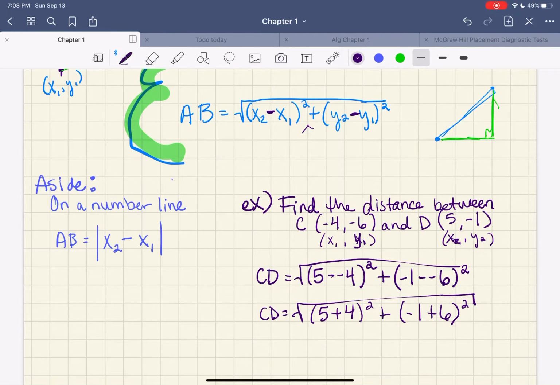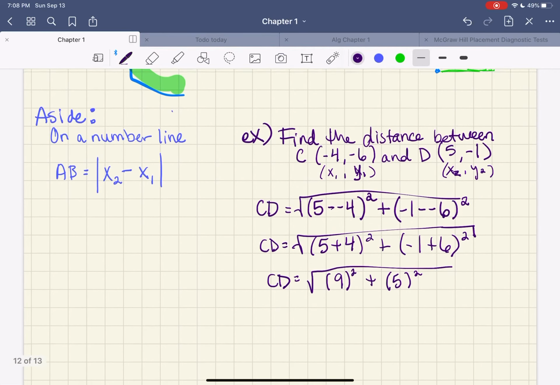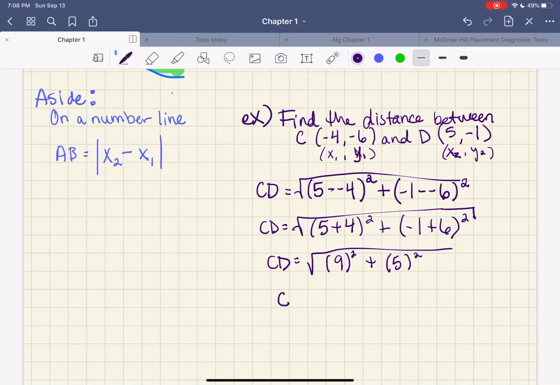Okay, now I need to add things up inside of the parentheses. So CD equals the square root of 5 plus 4 is 9 squared plus -1 plus 6 is 5 squared. Cool. Next, I'm going to simplify those exponents there. I have the square root of 81 plus 25 then.